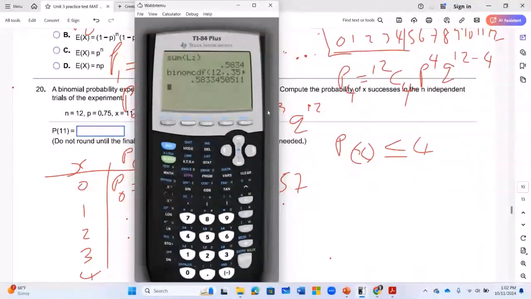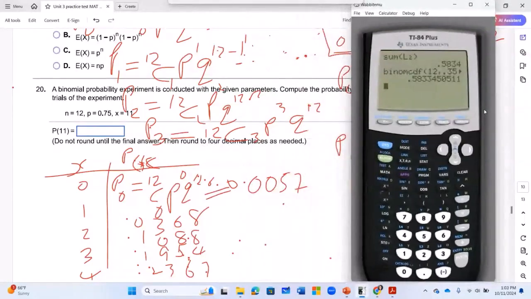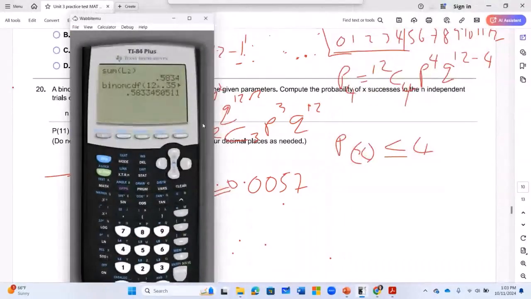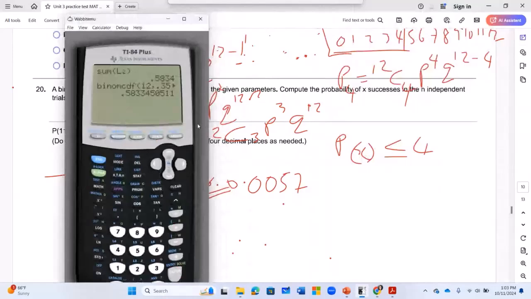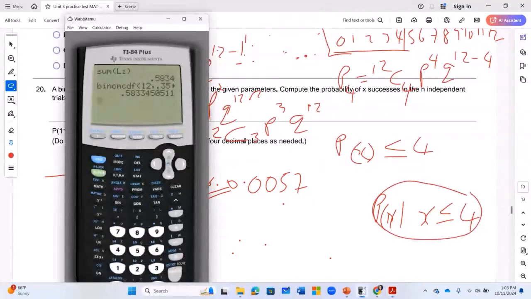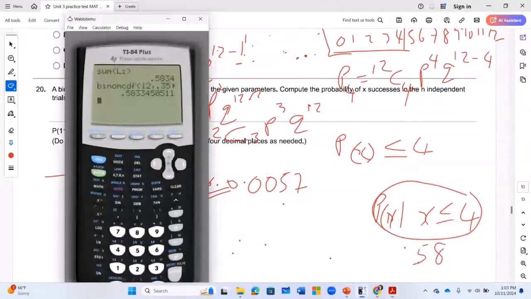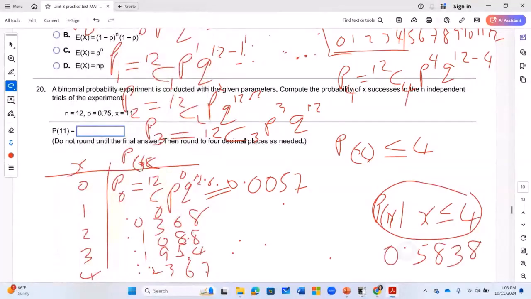0.5833, but doing it one by one is longer, but you might be told to do it one by one. So you can use the long method. And let me actually write it. 0.5833. So our answer, the probability that the random variable x is less than or equal to 4 is 0.5833. Either way, any method you do it, you get the same answer. You use the long method, you get the same answer. You use the short method, you get the same answer.